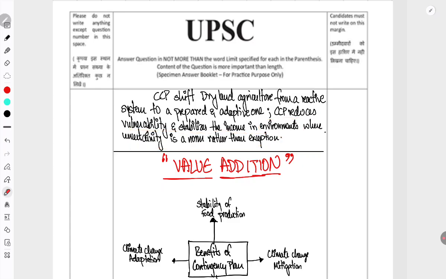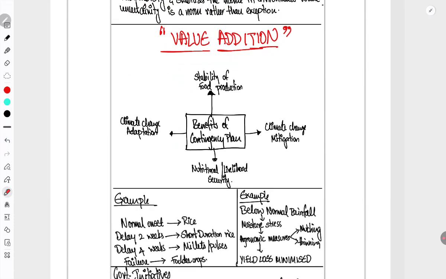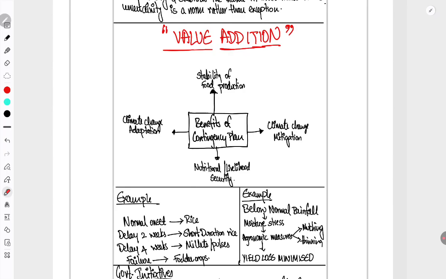Now, there should be a few technical terms, and we should use some specific keywords which gain the attention of the examiner. The examiner has been continuously evaluating the answer sheets, and every answer will be having the same keywords, etc. Hence, I recommend you to use some specific keywords. Like uncertainty is a norm rather than exception. It reduces vulnerability, stabilizes the income, and we can add diagrams in this question too.